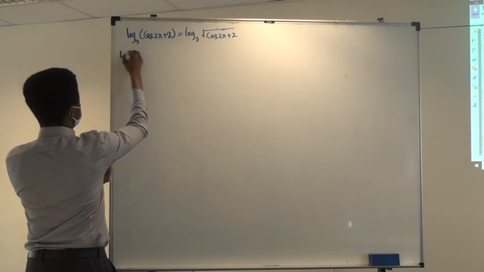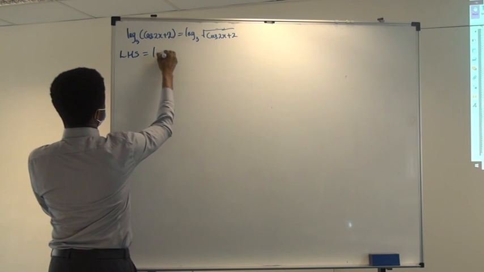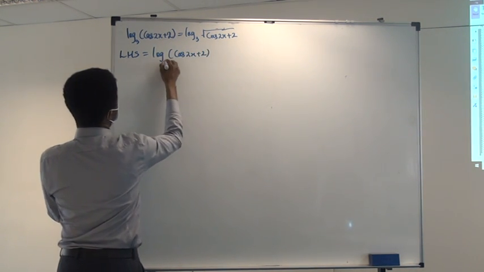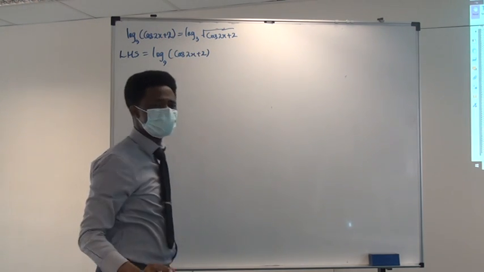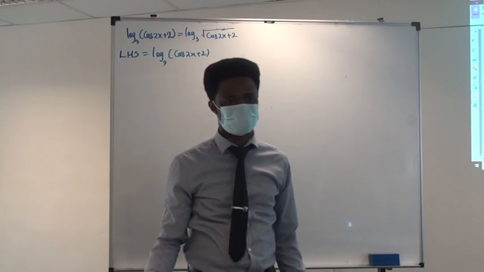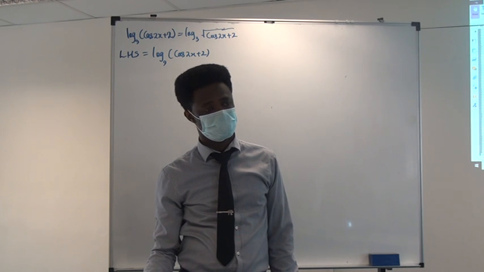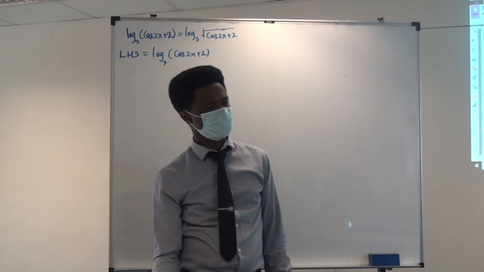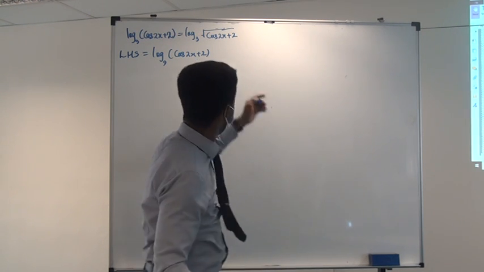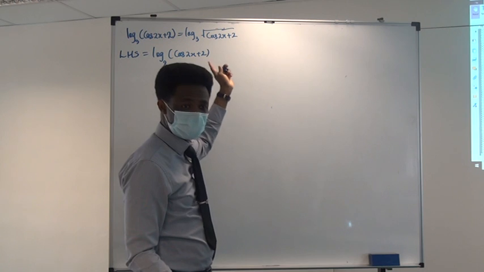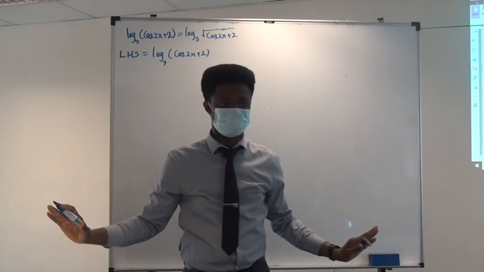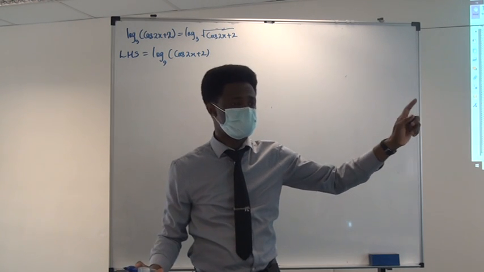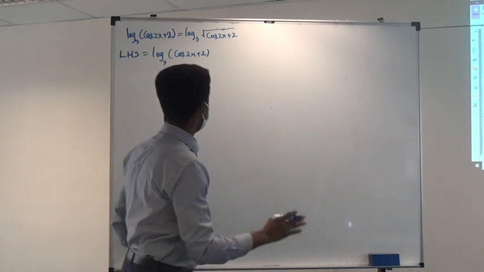Left hand side, log of cos 2x plus 2 base 9. You can see where you are going has base 3. That tells you something automatically. What is that? You need to change the base. Look at your result. Your result says base 3. You have base 9. So even if you don't know anything, the first thing that should come to your mind is, oh, I need to change this base. So you change the base.